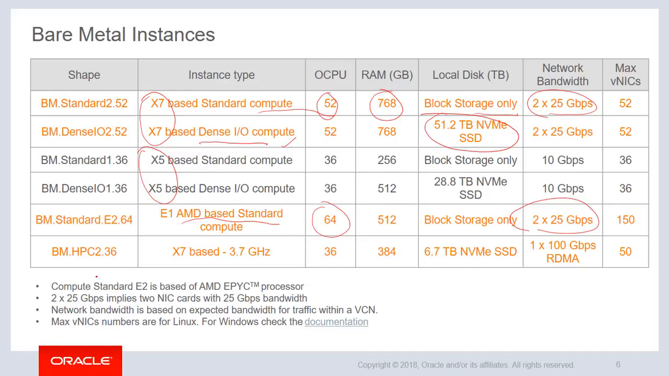pretty new, just a couple of weeks back, we launched an HPC shape, and you can see some of the specs here. 36 core, 384 gig of RAM, and look at this network. I think we are the first cloud to offer 100 Gbps RDMA interconnect. So if you have HPC workloads which are absolutely performance intensive, you could use this particular shape.